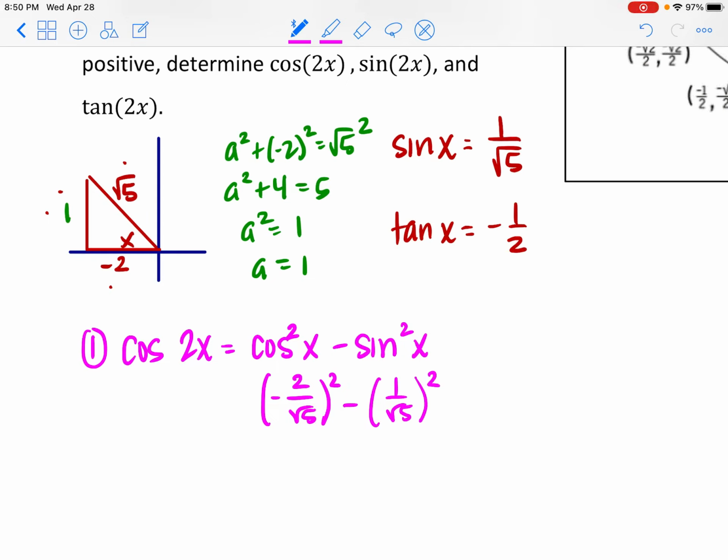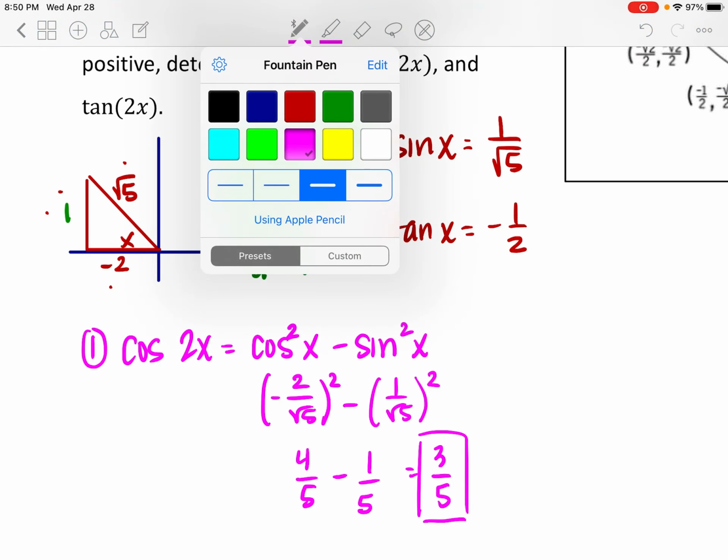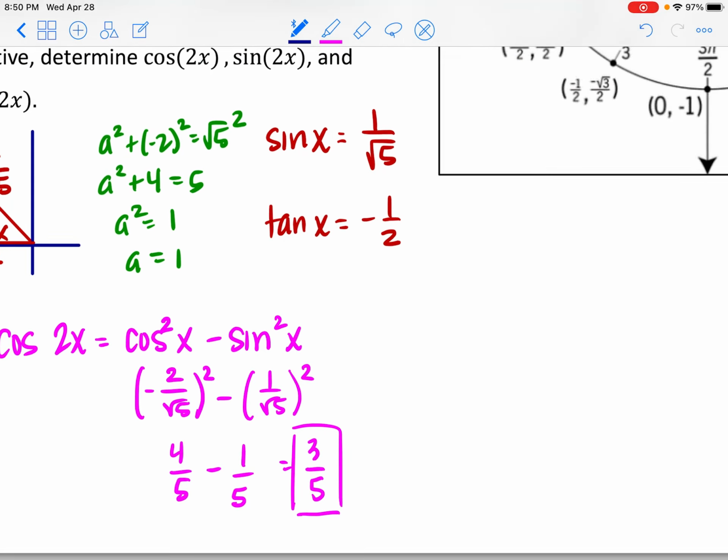So negative 2 over radical 5 squared is going to become a positive 4 over 5. And then minus 1 over radical 5 squared is going to be 1/5. And 4/5 minus 1/5 makes the value of the cosine of 2x 3/5. Alright, so we got one part of that done. Let's try another part. Change colors.